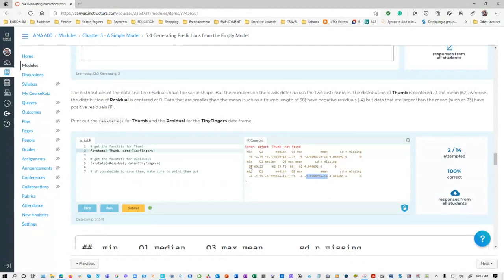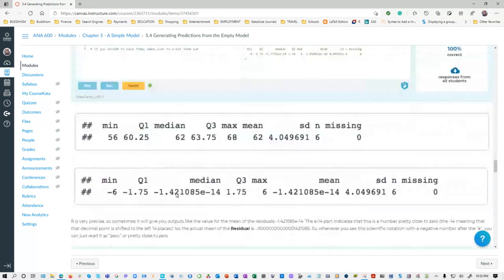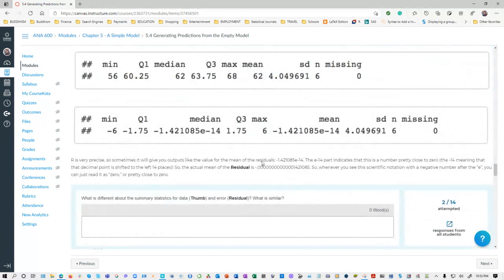Then the minimum value, here. This top one is for this one. Okay, 56, minus 6, Q1 and all this stuff. Especially the mean. Here the mean is 62, and here the mean is minus 2.959872 times 10 to the power of negative 16. E stands for 10, when you write that in scientific notation. Number of items 6 and no missing data.